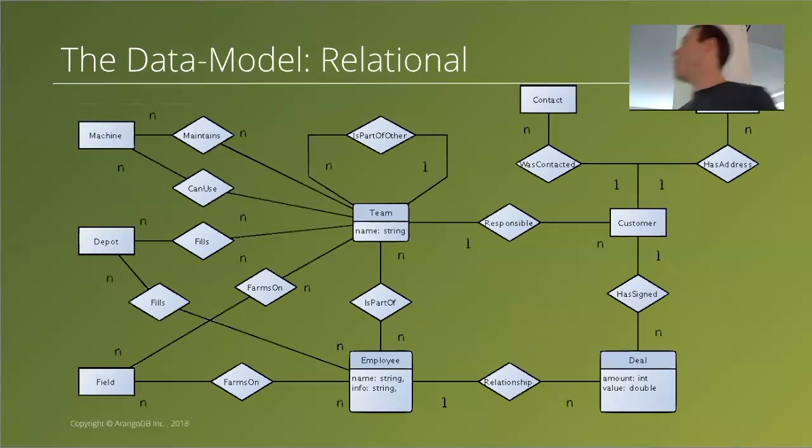On the left-hand side, we have all these scarce resources. We have machines, we have depots which we fill up, and we have fields which we have to share to plant our avocados into. And on the left-hand side, you see that all of them have many-to-many relations, whereas the fields, the depots, and the machines are quite easy themselves.